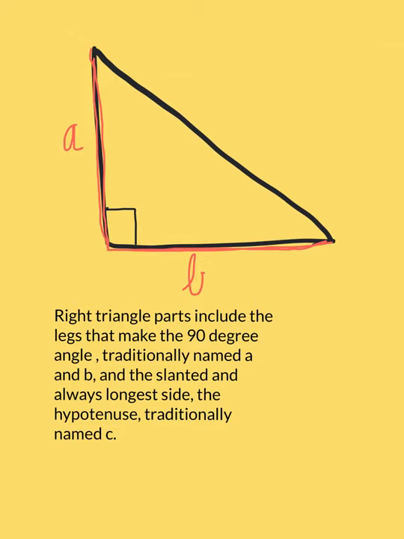The other side, the one that is slanted, is always going to be the longest side of a right triangle. And this side has a special name. It's called the hypotenuse. And this side always has a traditional name. We usually call this side C. So those are the parts of a right triangle.